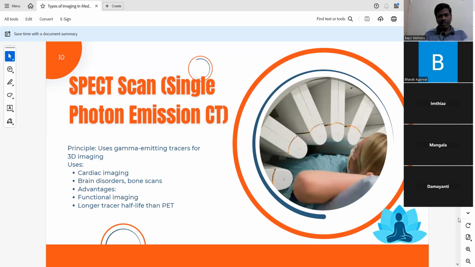Now, this is also a functional imaging one, similar to PET, and the tracers last longer than PET. That is another advantage. But the disadvantage is that compared to PET, the resolution normally here in SPECT will be less. This is lower resolution. And then radiation exposure. That is the major disadvantage with this.